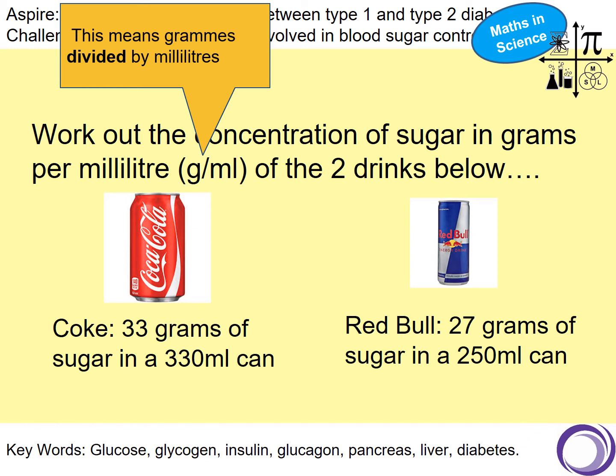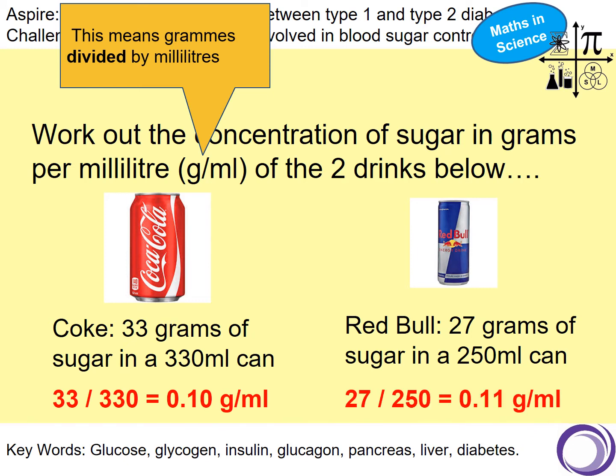Okay, hopefully you've had a chance to work those out. So let's look at the Coke first of all. We have 33, the amount of grams, divided by 330, which is the amount of millilitres, and it comes out as 0.10 grams per millilitre. The Red Bull, on the other hand, is 27 grams per 250, so it comes out as 0.11 grams per millilitre. There's not much difference between them, but the Red Bull is slightly higher in sugar per millilitre. So if you were to drink a lot more Red Bull, you would get a lot more sugar than drinking the regular Coke.